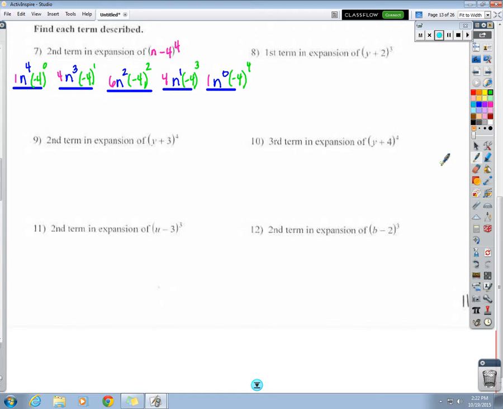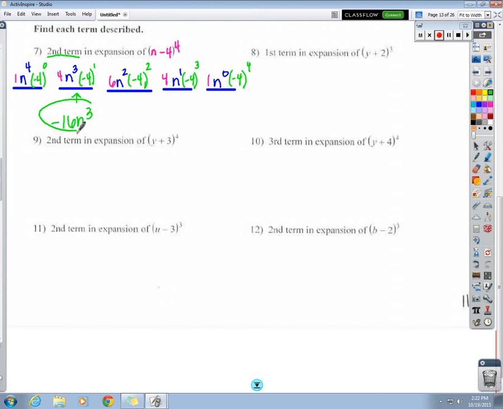Now, normally when we're doing these, we would start simplifying each term, and our answer would be 5 terms. But for this one, all they care about is the second term. So all I have to do is simplify that second term. What is 4 times n cubed times negative 4? Negative 16 n cubed.